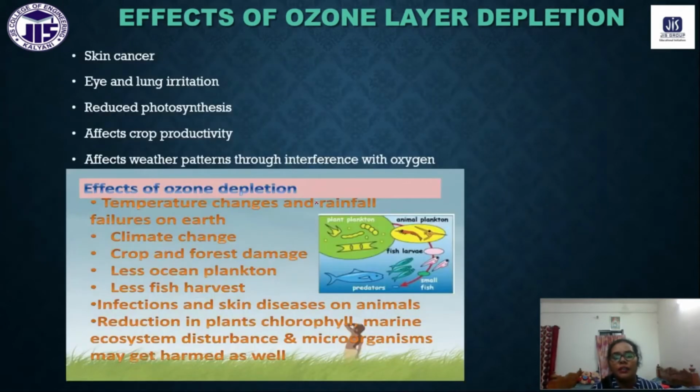Okay, these are some of the effects of ozone layer depletion: skin cancer, and we can have eye and lung irritation. It also reduces the rate of photosynthesis, which is again very harmful for the plants. It can affect crop productivity.